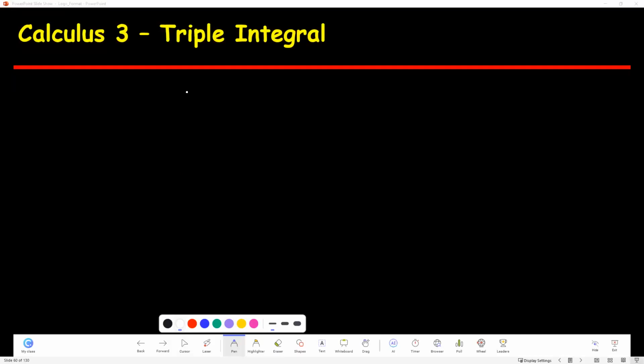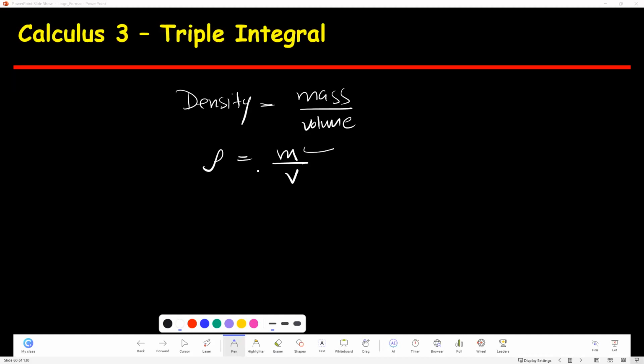Let's review a quick topic called density. We learn in physics and chemistry that density equals mass over volume. Sometimes we write density equals m over v, where mass is m and volume is v. If I need the mass, I can also multiply density times v and get the mass.